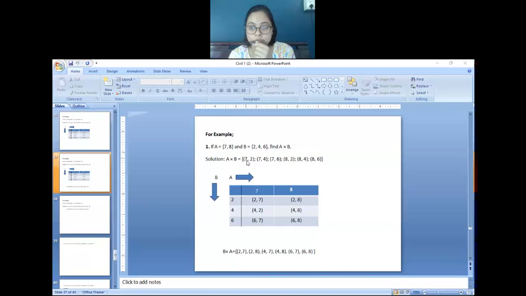Here, if I consider this, what is the first element? It is 7. But in B cross A, what is the first element? It is 2. That means both are not the same, though they have the same numbers 2 and 7, but their positions are different. That's why 7 and 2 is different from 2 and 7.